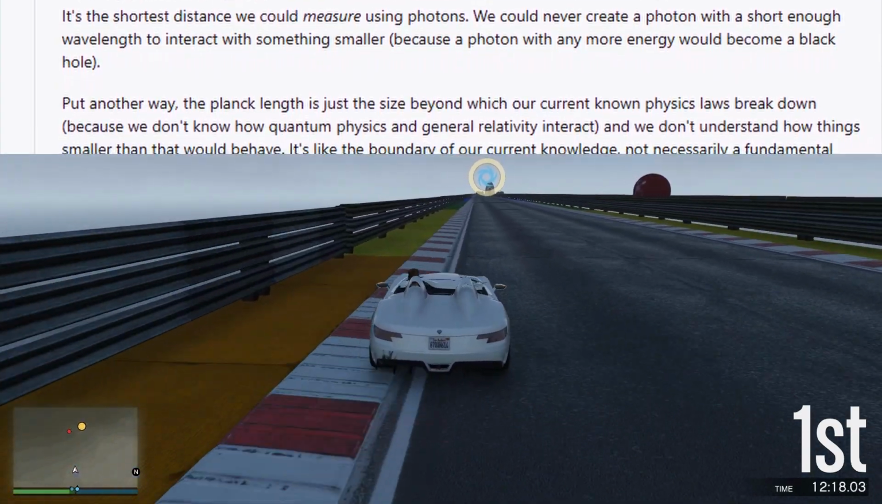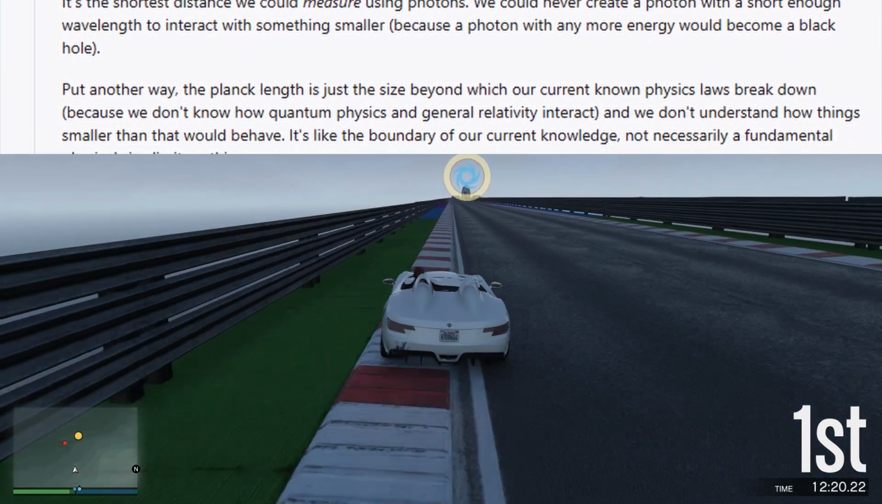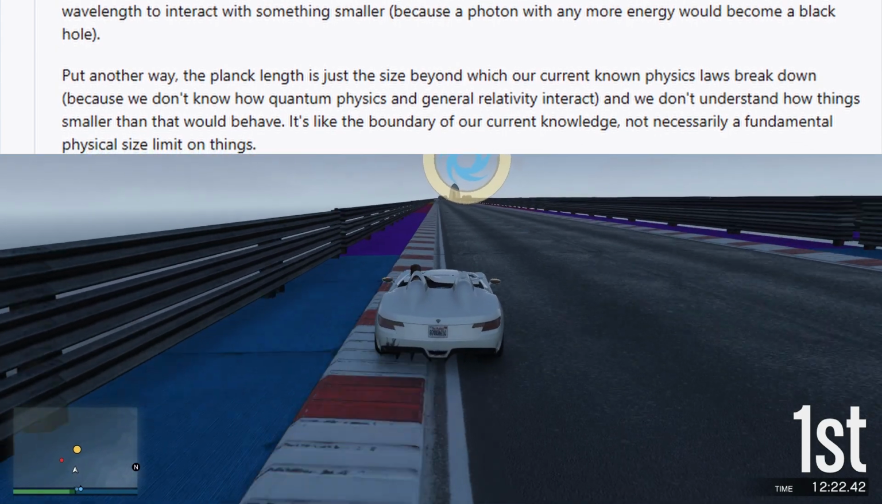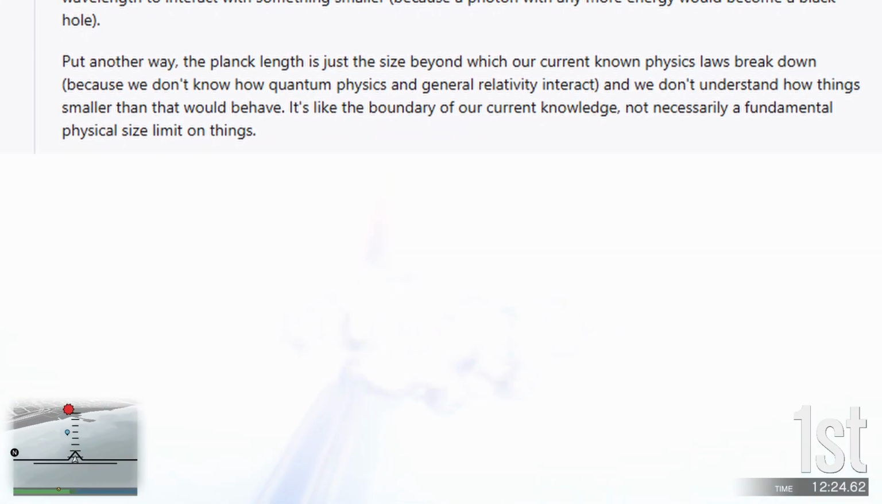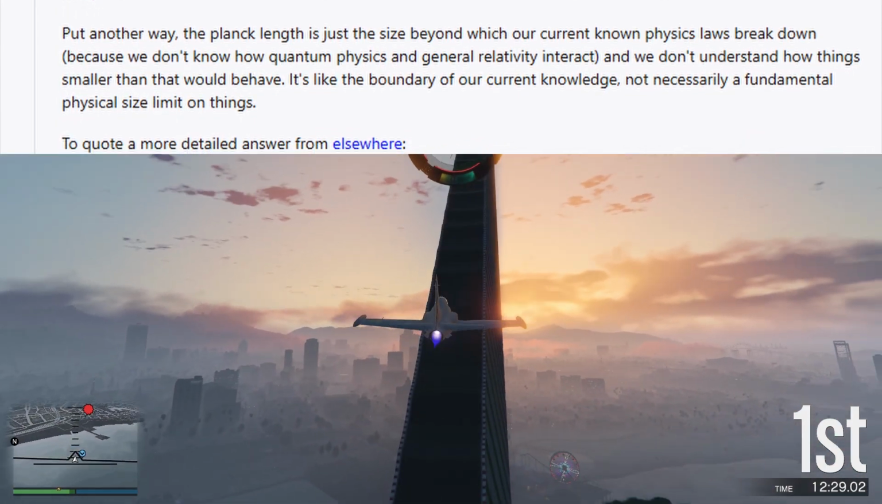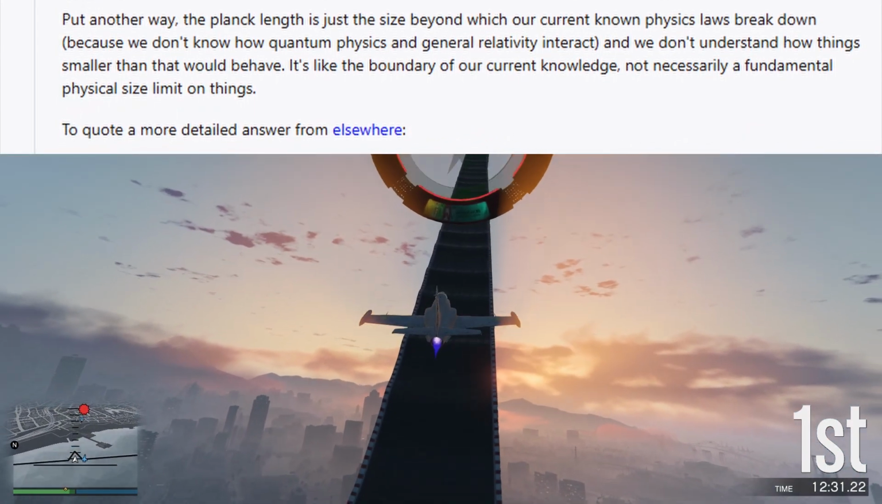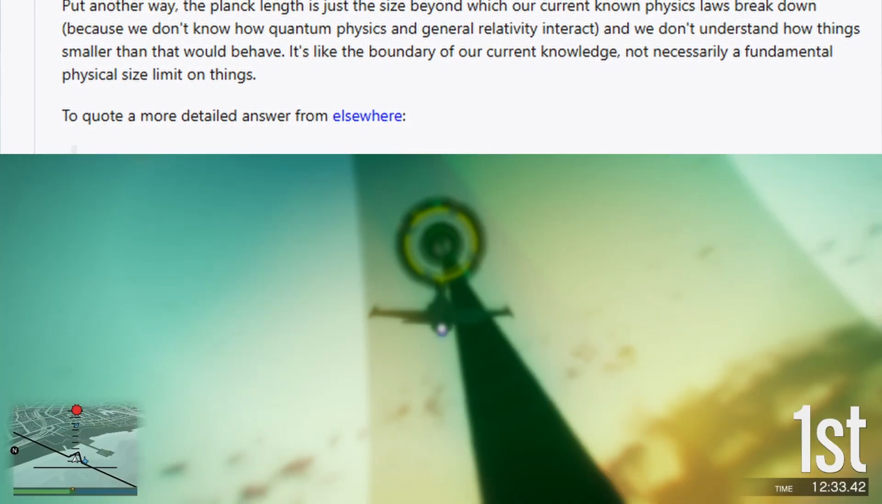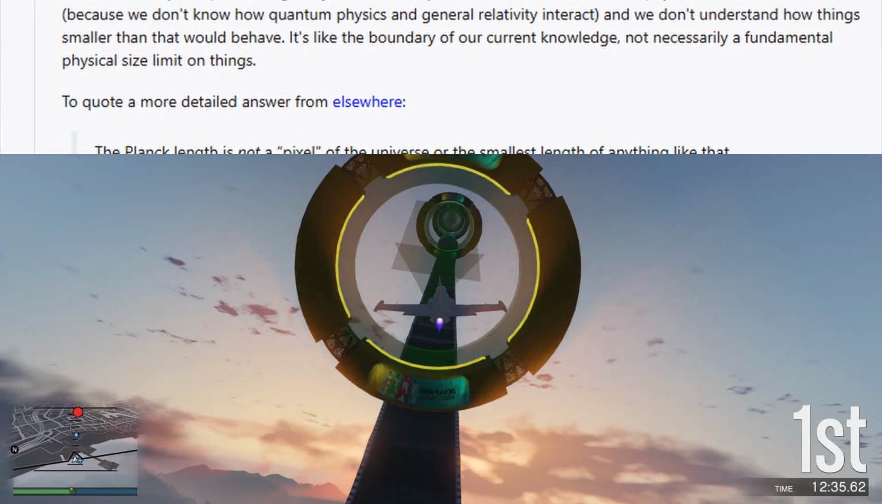Put another way, the Planck length is just the size beyond which our current known physics laws break down, because we don't know how quantum physics and general relativity interact, and we don't understand how things smaller than that would behave. It's like the boundary of our current knowledge, not necessarily a fundamental physical size limit on things.